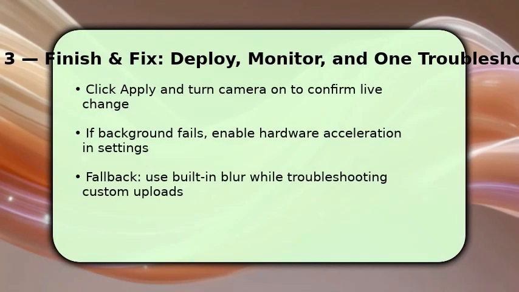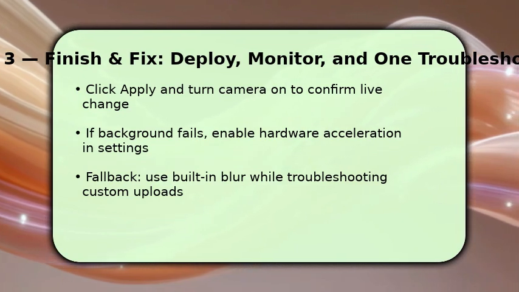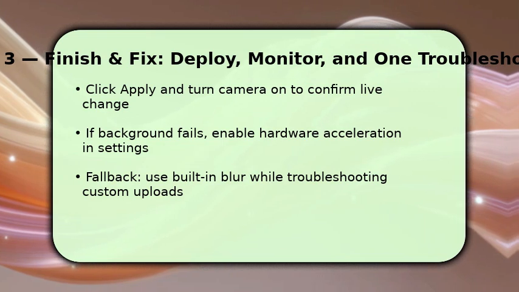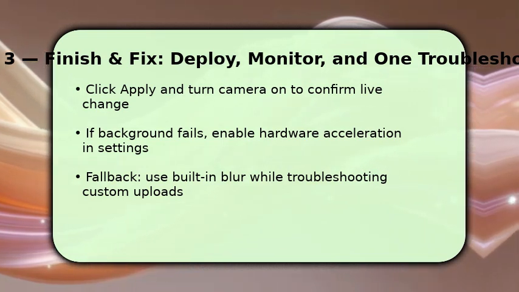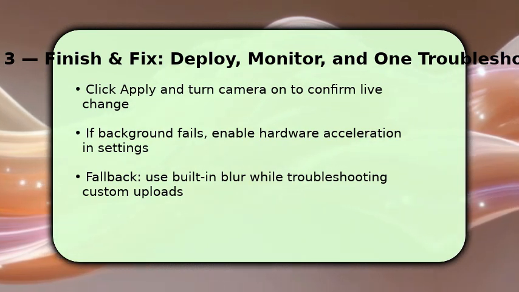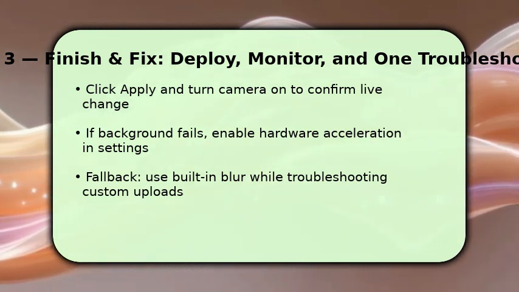You finish by clicking Apply and then enabling your camera so you can confirm the live change. This completes the process. If the background doesn't appear or shows artifacts, check Settings General for hardware acceleration and toggle it, then restart Teams. Many detection issues clear after that.